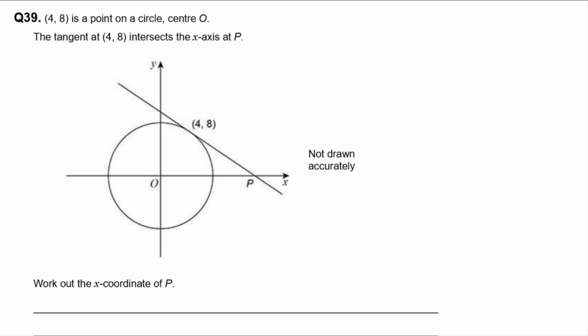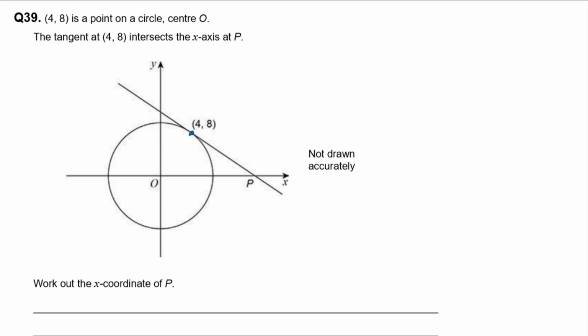Right, question 39. This is a bit more interesting. We've got a circle thrown in for good measure here. 4, 8 is a point on the circle centre 0. That's that point up there, look. The tangent at 4, 8 intersects the x-axis at P. Work out the x-coordinate of P.